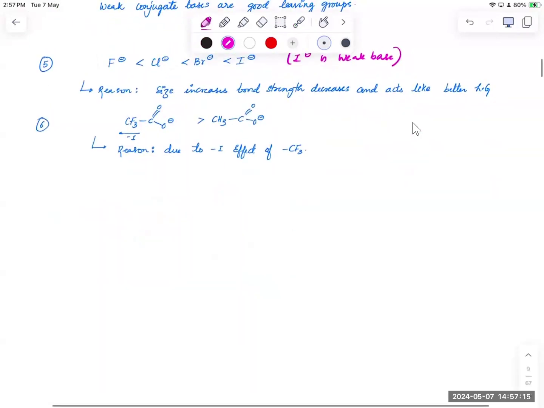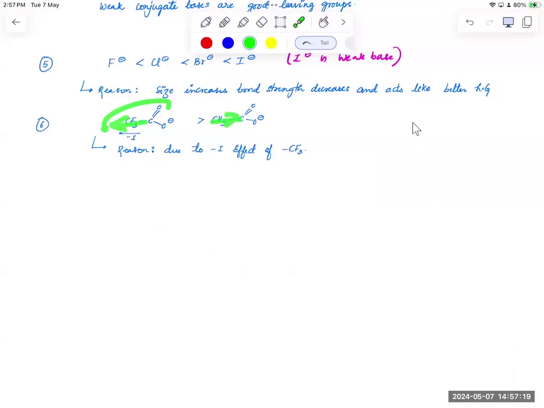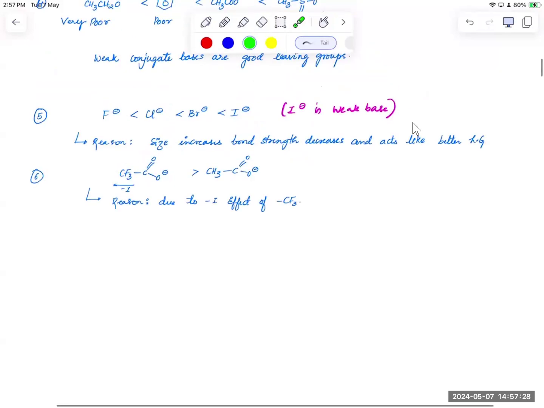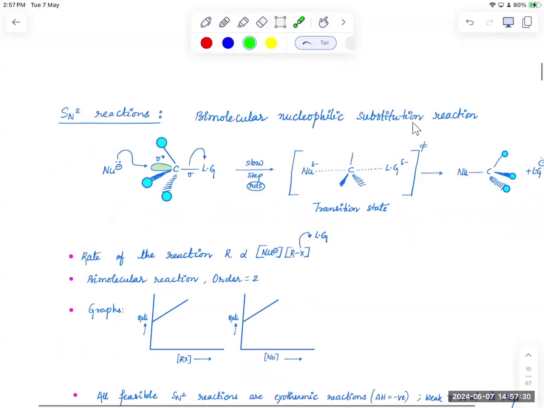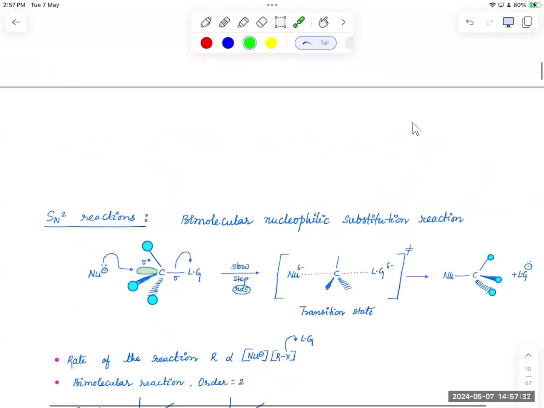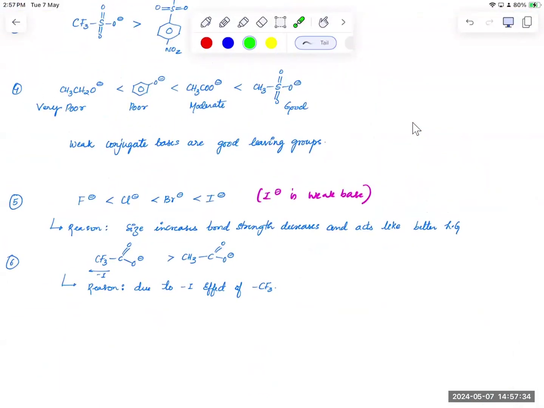Next, CF3 is strongly withdrawing, CH3 is donating. So this is the better base compared to this one. Due to the minus I effect of CF3, this is going to be the better leaving group. Any doubt here? Everybody understood what is a leaving group, what is a nucleophile, what is a base? Yes, sir.